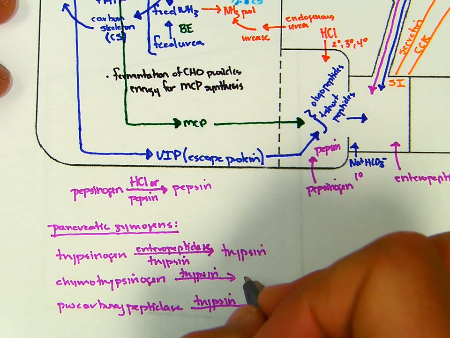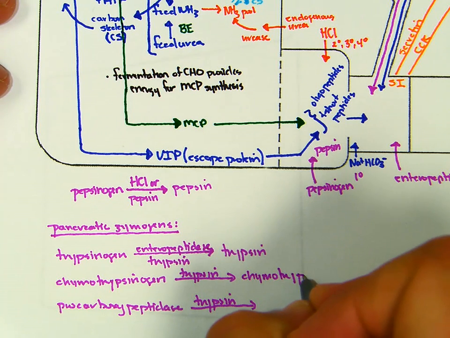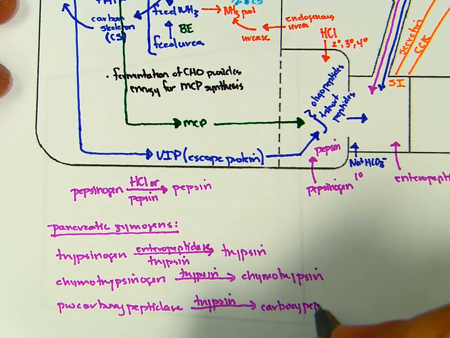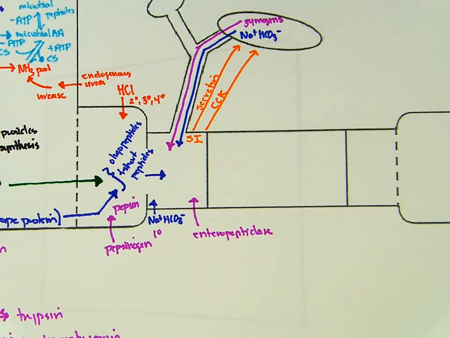So chymotrypsinogen becomes chymotrypsin, procarboxypeptidase becomes carboxypeptidase A and B. And now they're free to carry out protein digestion in the small intestine.